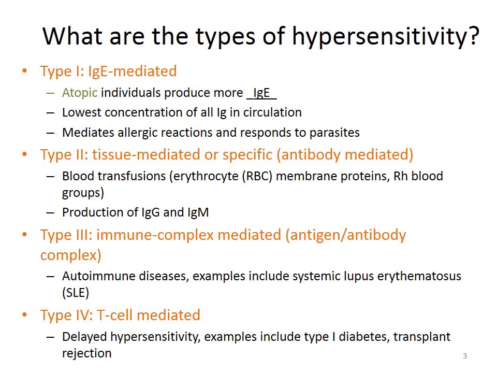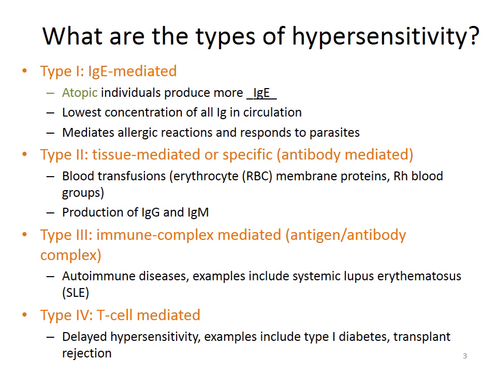Type 4 is classically referred to as T-cell mediated. So it's different than the previous three types that we've looked at. The previous three types all involve antibodies. Type 1 is IgE. Type 2 and 3 both involve antibodies. And now with type 4, antibodies or B cells are not involved. This involves T cells.